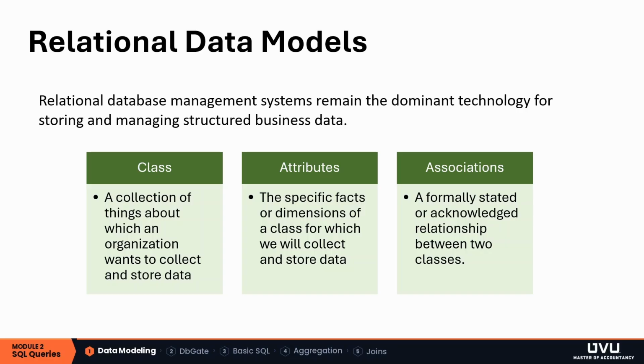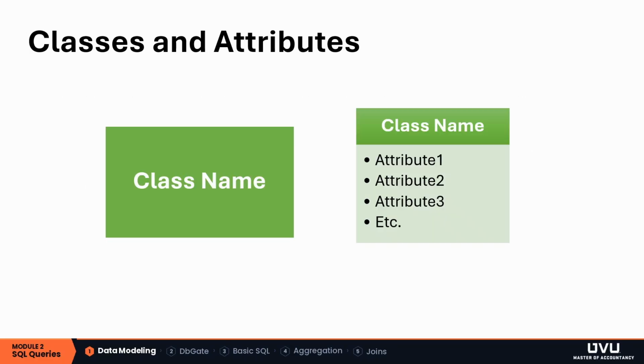A class is some general category, a discrete collection of things whose data we want to store. Then the attributes are the specific things or dimensions about a class that we're going to be tracking. Lastly, we've got associations. Different classes may be directly related to each other, and we explicitly designate those relationships with associations.